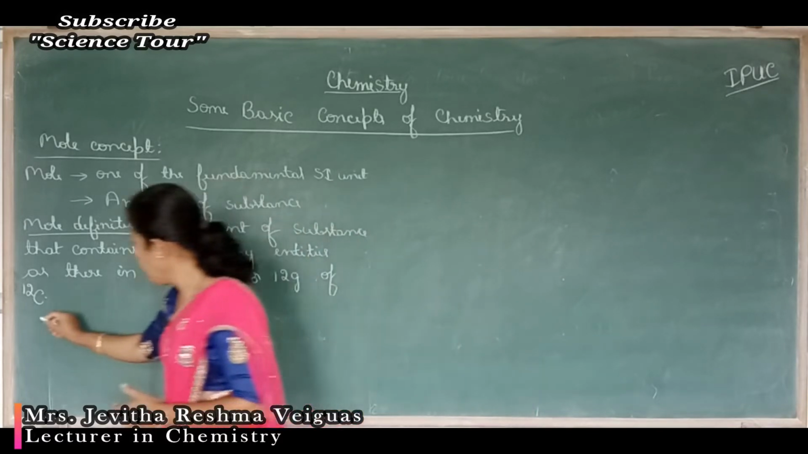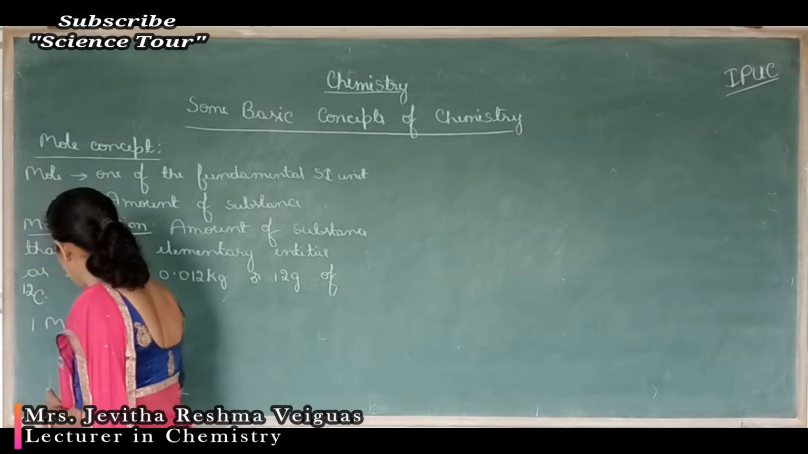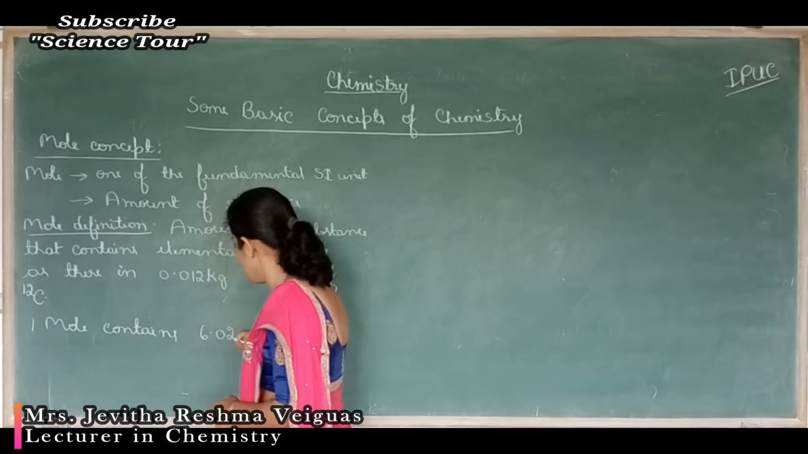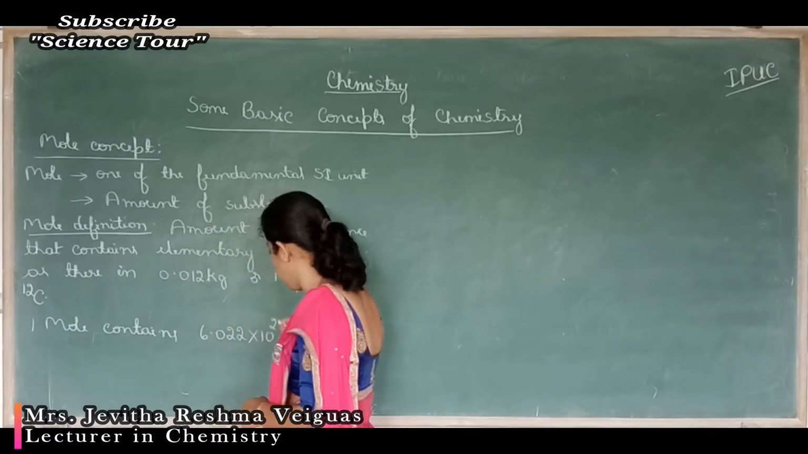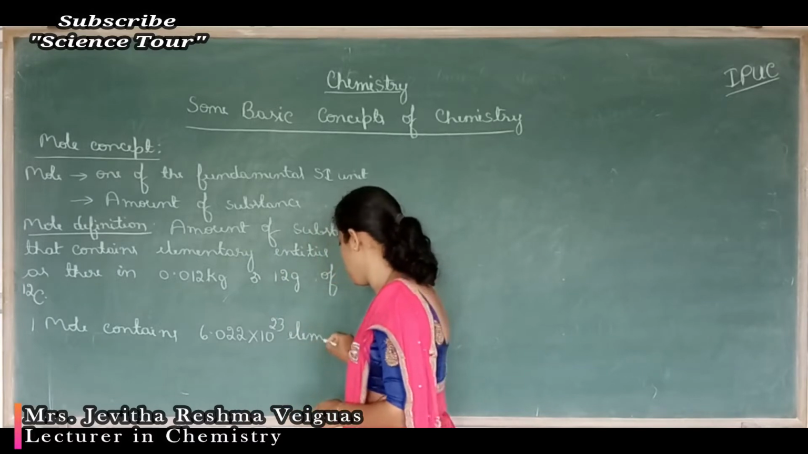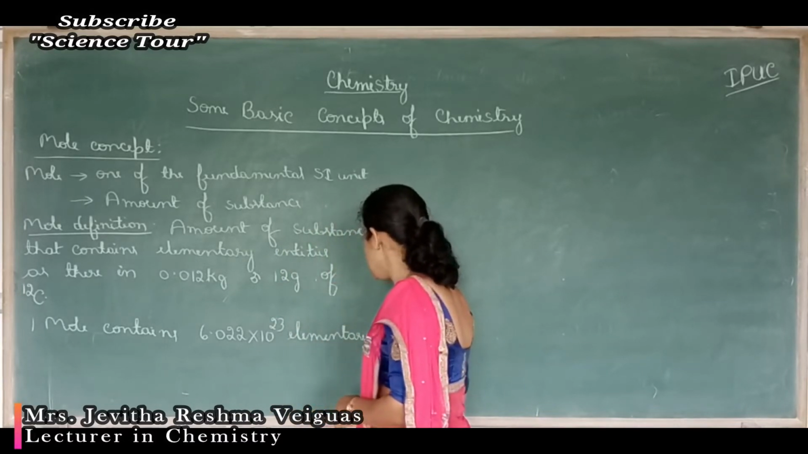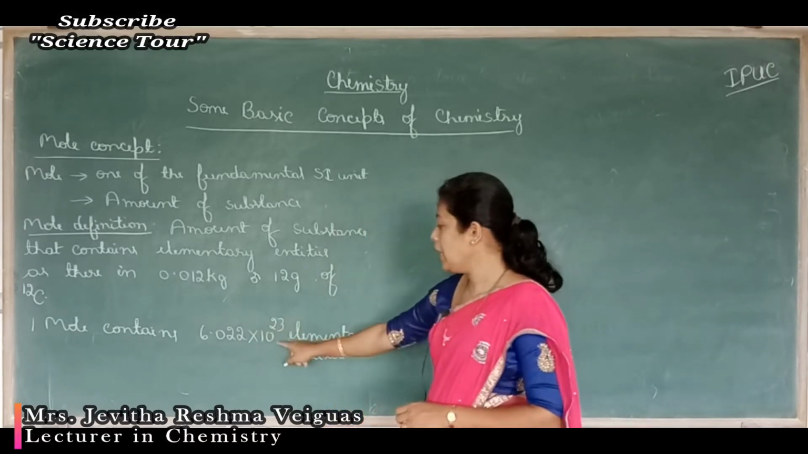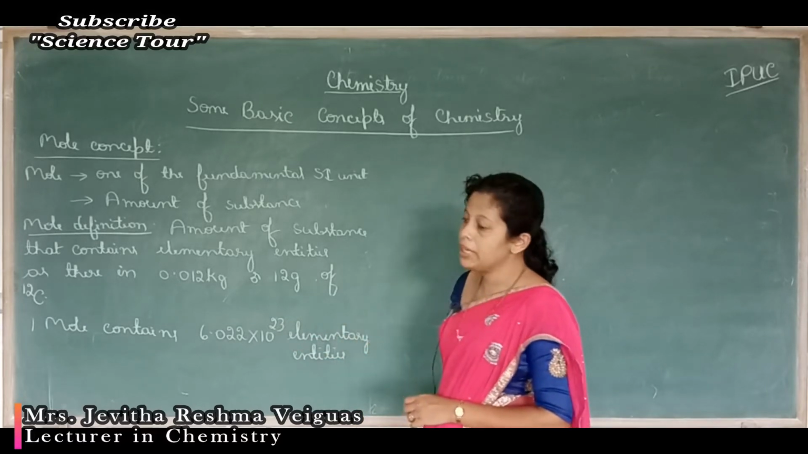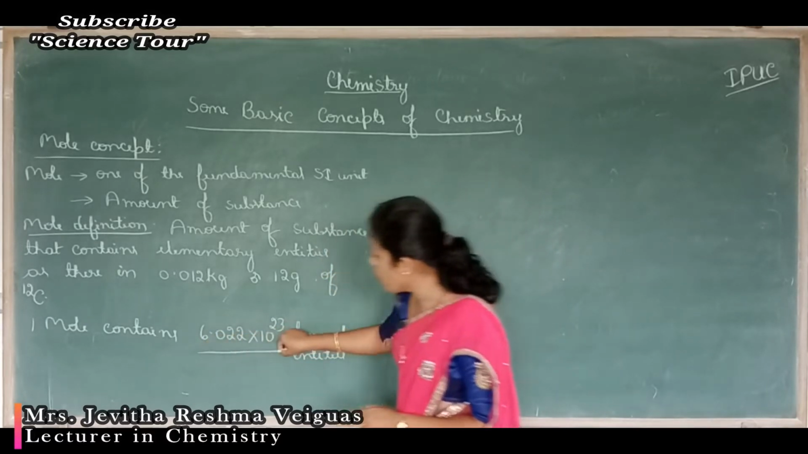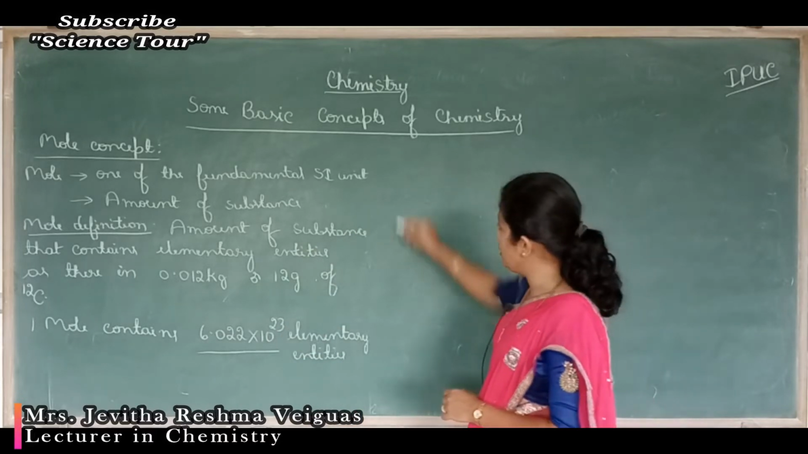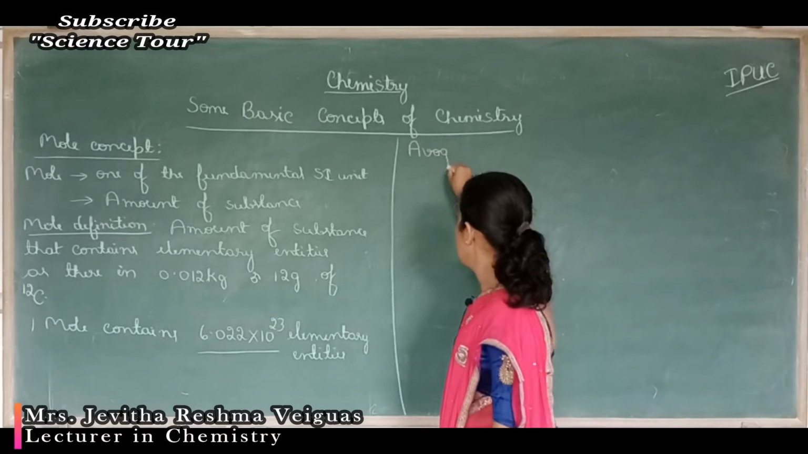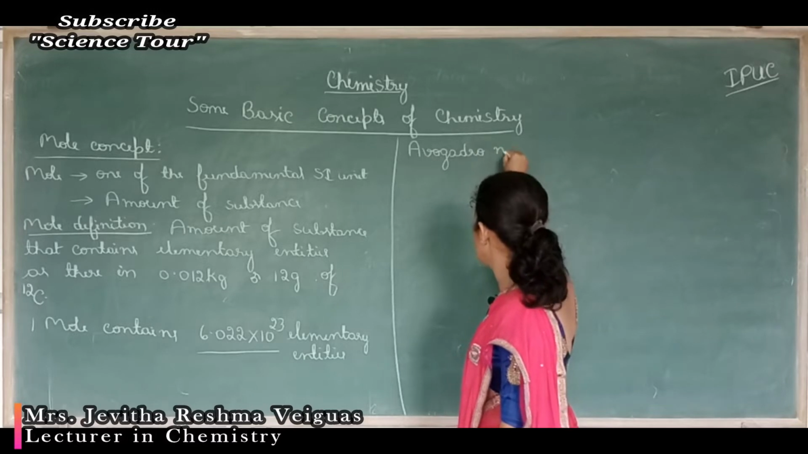One mole always contains 6.022 into 10 to the power 23 elementary entities. So one mole of any substance will contain 6.022 into 10 to the power 23 elementary entities. Now what is this 6.022 into 10 to the power 23? That number is called Avogadro number.